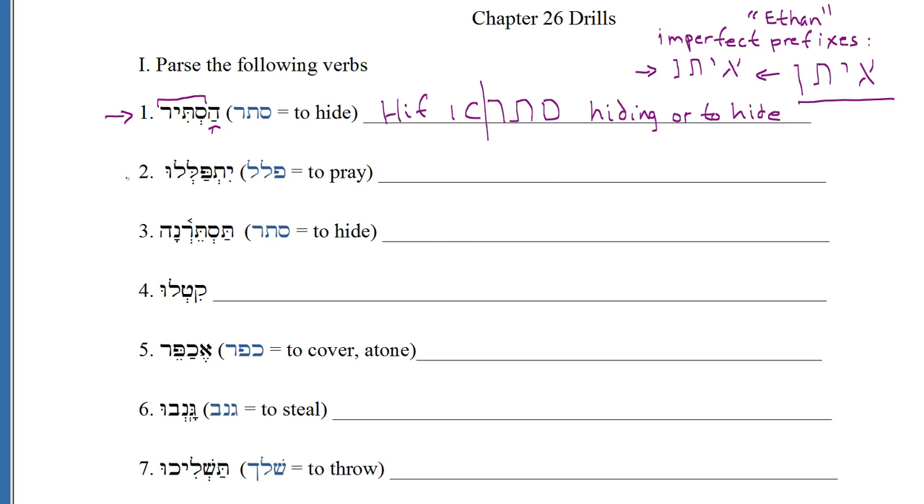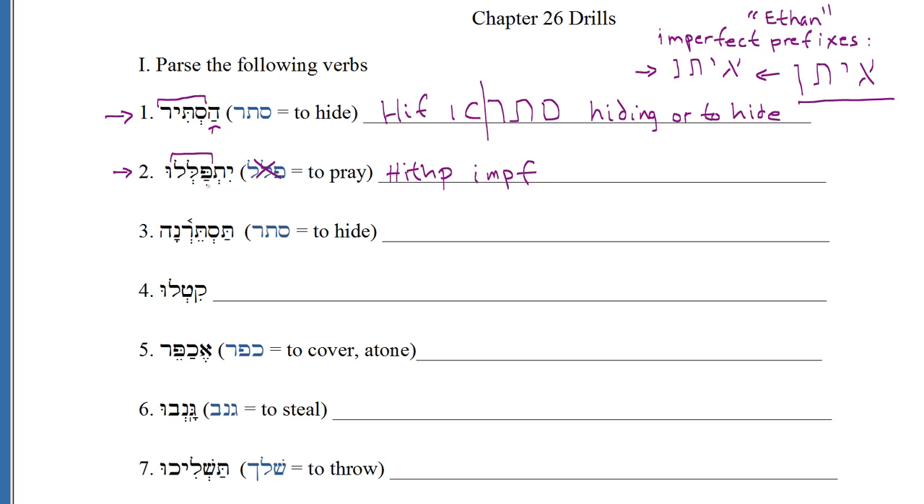We have yitpalalu. Yitpalalu. Okay, we notice that if we recognize the root palal here, pretend that I didn't give it to you. We have the root palal here. We see a yit in front of it, which is our marker of the Hithpael, and the yod does match one of our prefix letters for the imperfect, so we have probably a Hithpael imperfect. So we'll call that a Hithpael imperfect, and we need to figure out what it is.